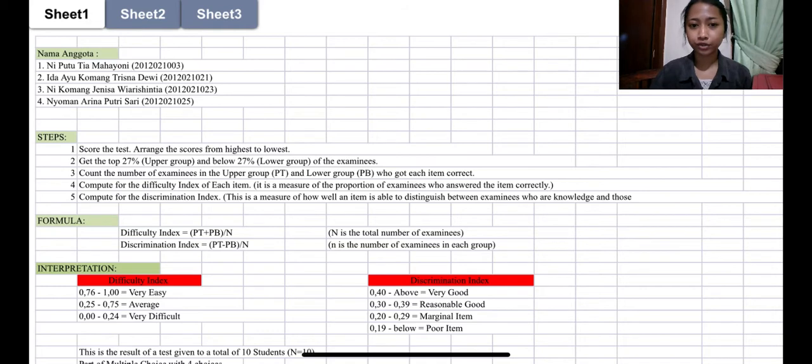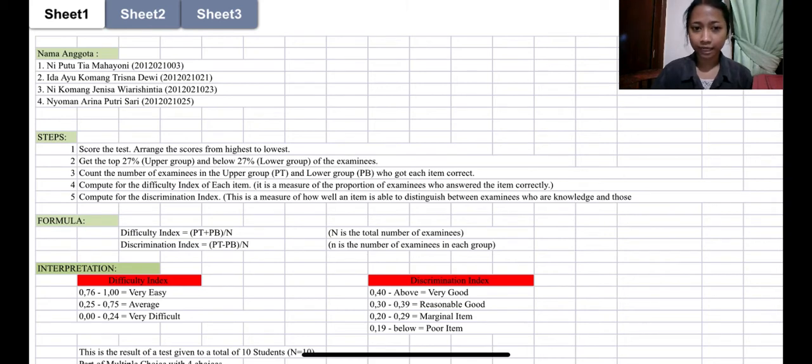Without any further ado, here I would like to explain the steps of the analysis. The first is to score the test and then arrange the scores from the highest to lowest. The second, get the top 27% as the upper group and the bottom 27% as the lower group of the examinees. The third, count the number of examinees in the upper group, or PT, and the lower group, or PB, who got each item correct. And the fourth step is to compute the difficulty index of each item.